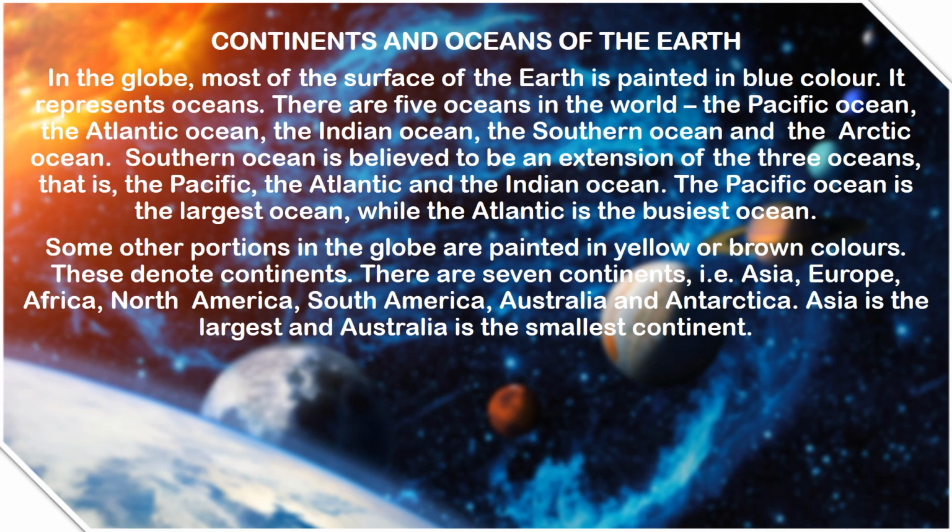Some other portions in the globe are painted in yellow or brown colors. These denote continents. There are 7 continents, i.e., Asia, Europe, Africa, North America, South America, Australia, and Antarctica. Asia is the largest and Australia is the smallest continent.